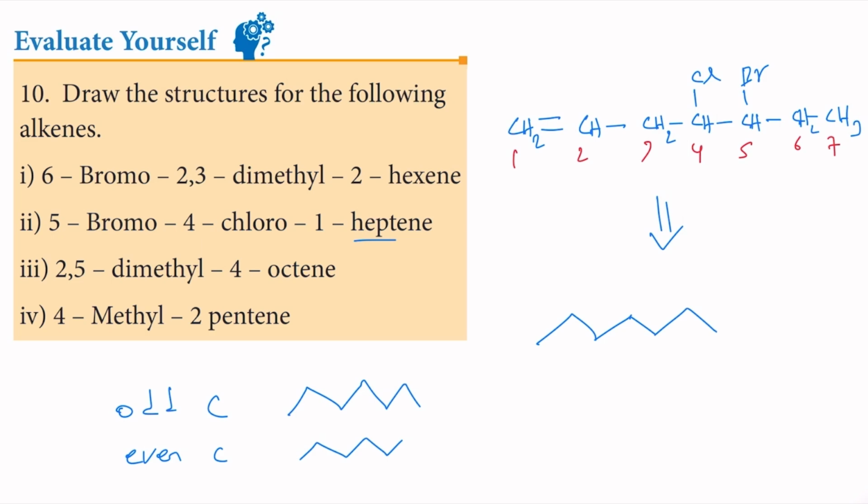Now put the double bond between 1 and 2, number it, put the chlorine substituent at position 4 and then the bromine substituent at position 5. That's how the structure will look like in bond line notation. Let's go to structure 3.